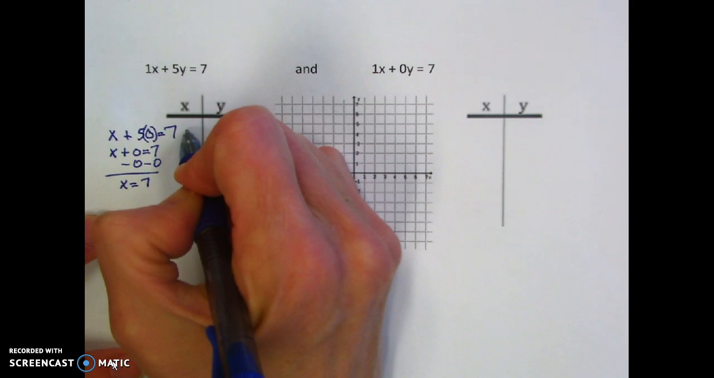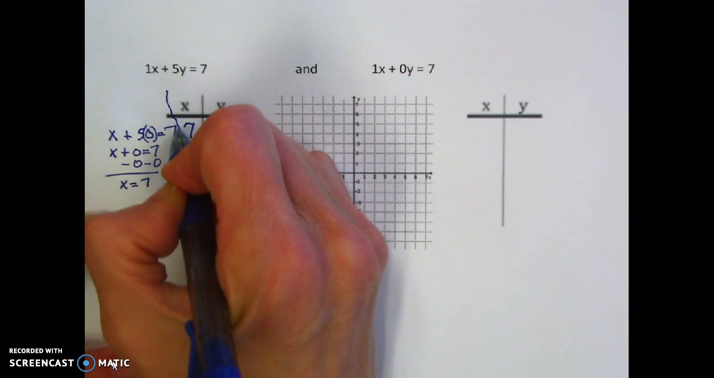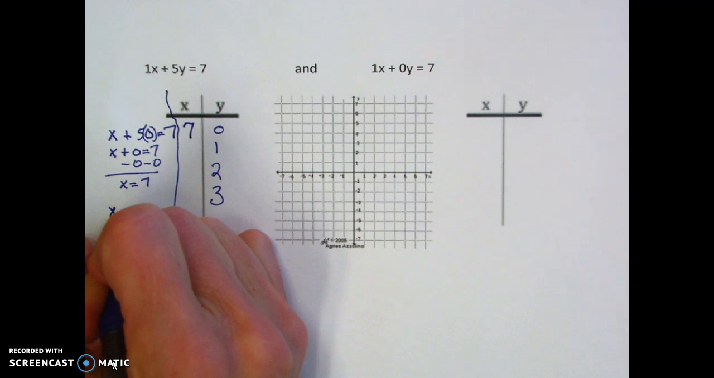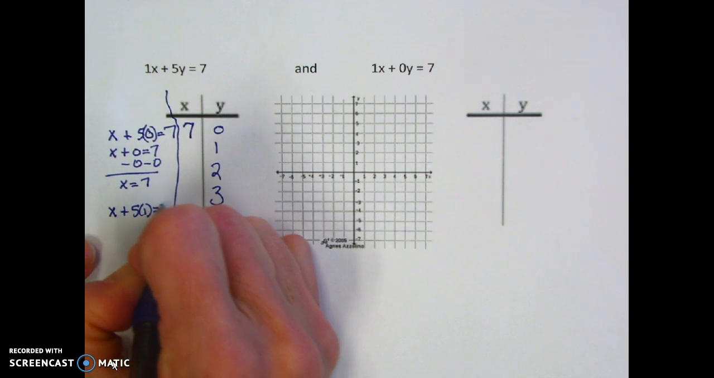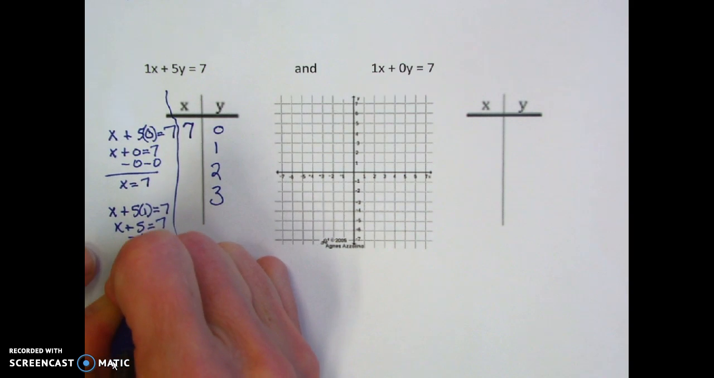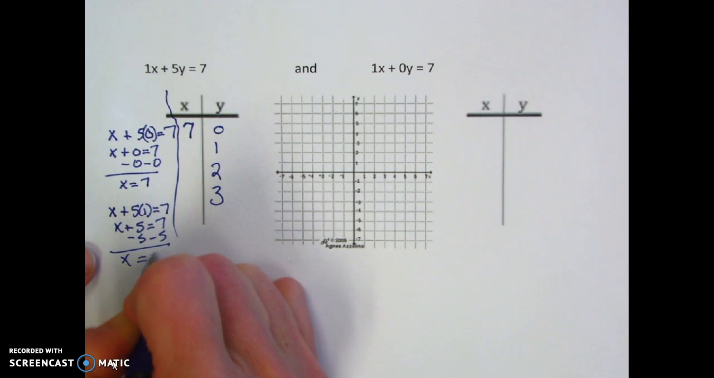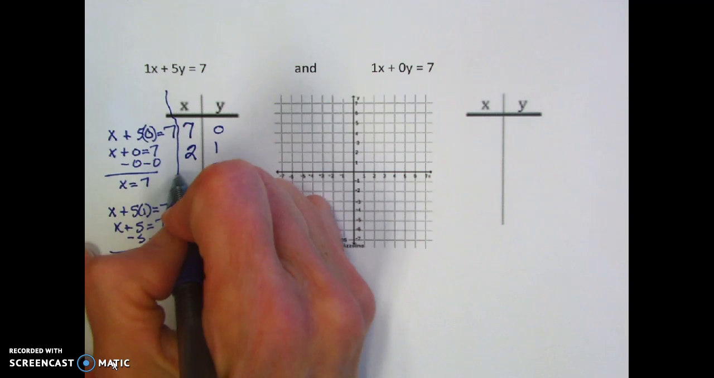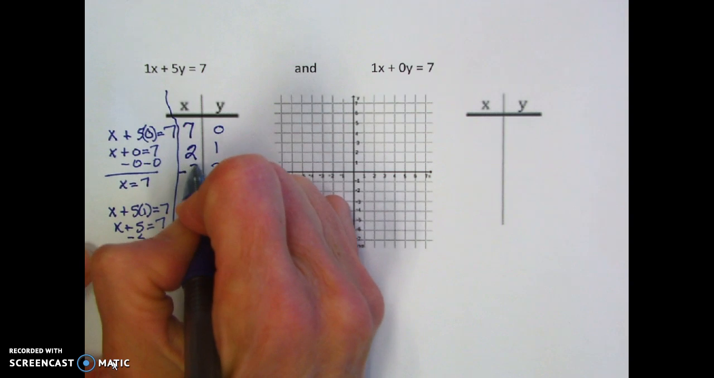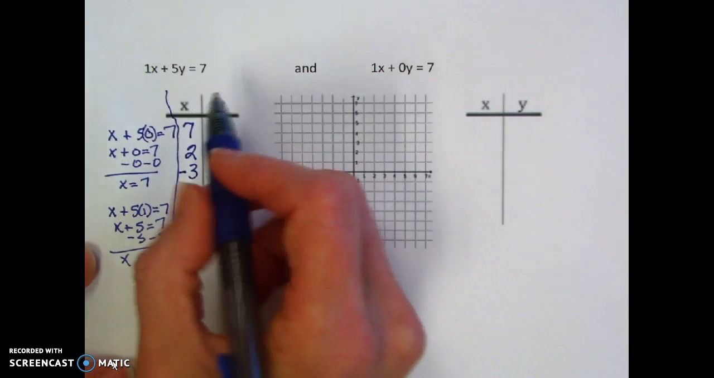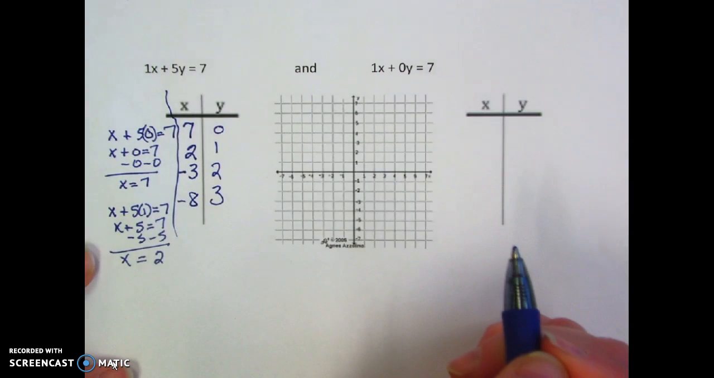So this number right here will be 7. Squeeze it in there. If I put 1 in for y, x plus 5 times 1 equals 7. Well, that's 5. Subtract 5 on both sides, and x equals 2 when I put 1 in. If I do the same thing, when I put 2 in for y, I get negative 3 for x, and when I put 3 in for y, I get negative 8 for x.